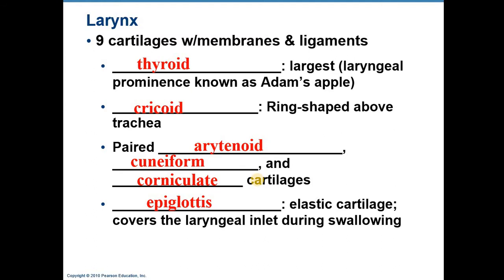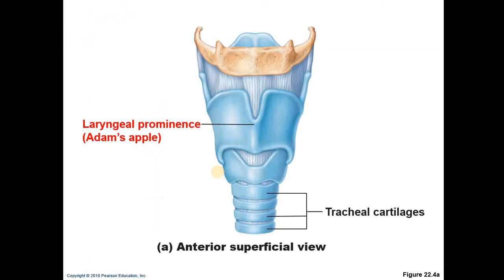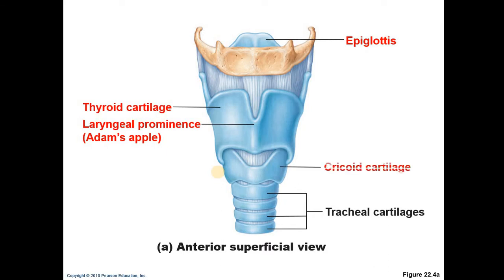I mentioned that the epiglottis is elastic cartilage because the other cartilages, thyroid, cricoid, arytenoid, cuneiform, and corniculate, are hyaline cartilages. You can see those here in the picture. There's the epiglottis, and the next one here is the thyroid cartilage. It's the big one. Right below it is the cricoid cartilage. You can see the laryngeal prominence there in the front that makes up the Adam's apple.